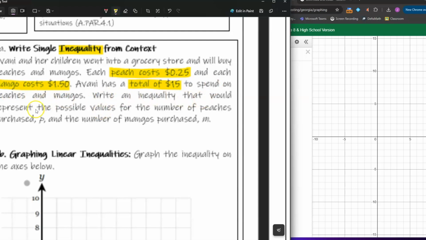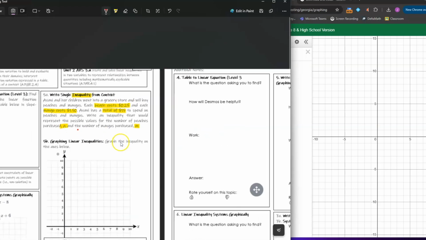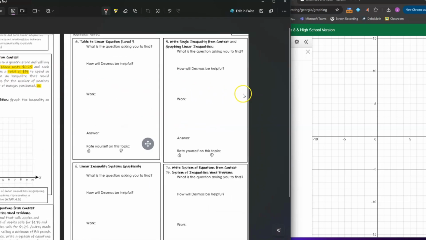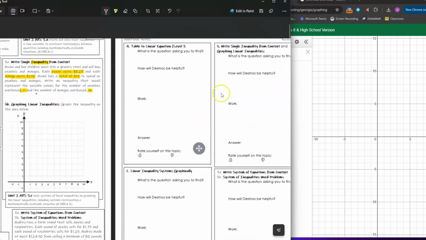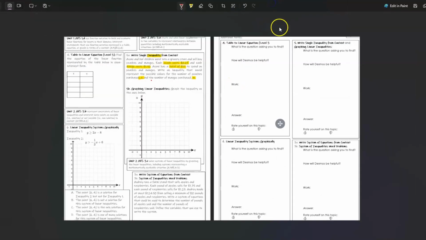Write an inequality for what would represent the possible values of the number of peaches purchased, P. So they tell me use P for peaches and M for mangoes. All right, so you just have to use their variables. So I can buy a peach for how much? $0.25. And again, I'm doing my work here, but you should be doing your work here.